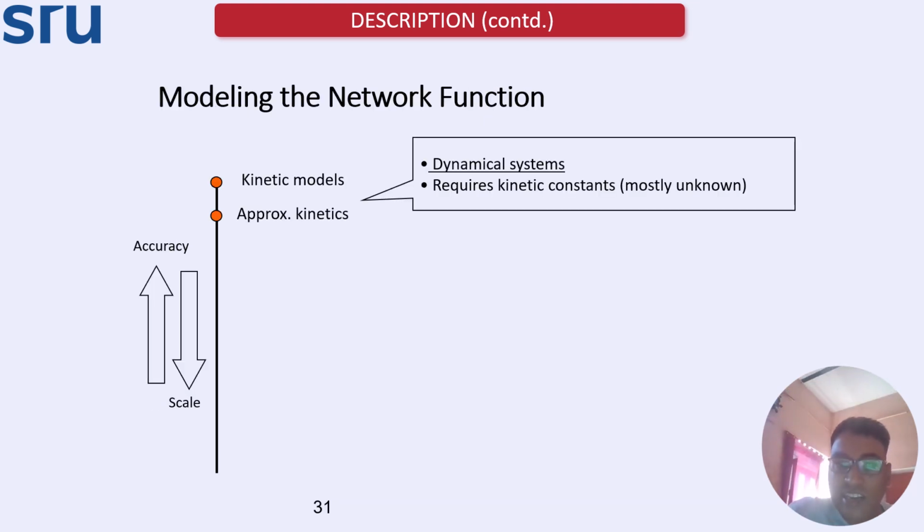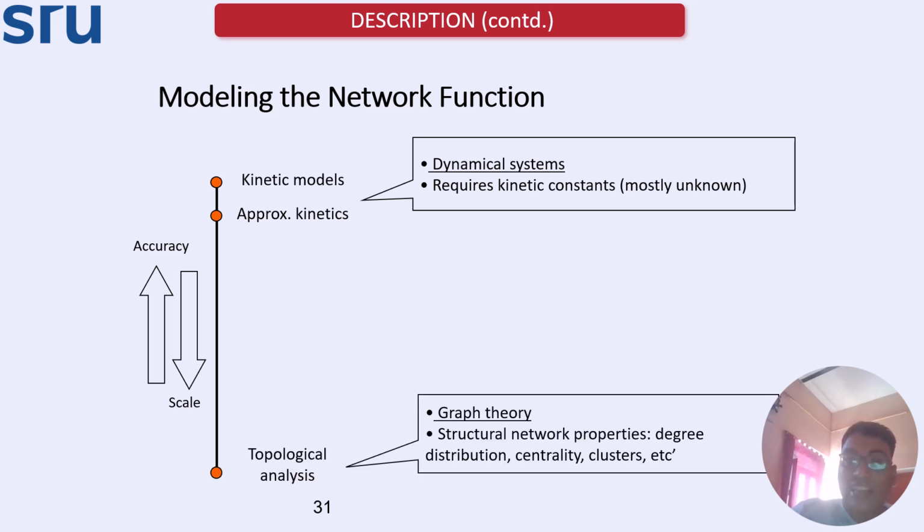Understand that we have been developing many different algorithms so far for modeling network function. Whenever it is a kinetic model or approximate kinetics, the accuracy is highest, because it is derived from the mathematical part and all the experimental data have been worked out. But it requires kinetic constants, which are mostly unknown.